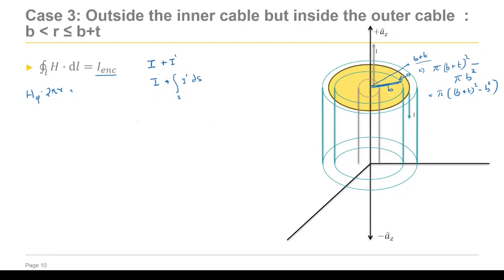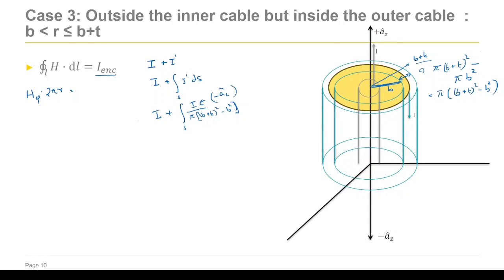In that case, the current density here is going to take a value of I, the surface integral of current, divided by pi times (b plus t) the whole squared minus b squared. Now let us go ahead and compute this total current. And we observe that the outer current moves in the minus a_z direction.